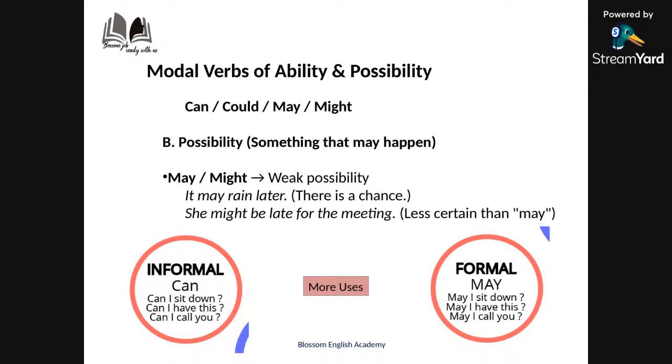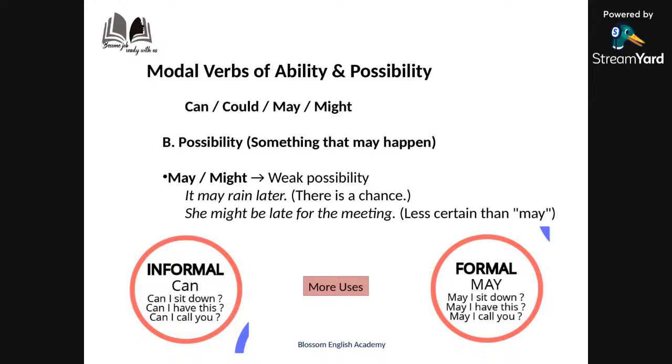So next is your verb for possibility, which means the action may happen, okay, or may not happen. Using may or might means it is a weak possibility. There is more chance that this action may not happen. Okay, that is what we mean by weak possibility. So, for example, it may rain later. Okay, there is maybe a 40% chance of raining. And she might be late for the meeting. Okay, might has a lesser chance than may.